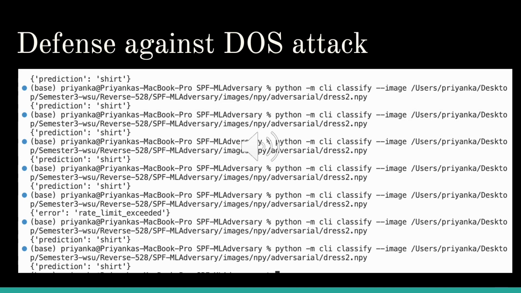In this screenshot, we have the defense against DOS attack. Now we will attempt multiple image classifications within a minute, triggering an error to indicate the limit has been exceeded. Now this showcases that our API limiter is effectively defending against a potential DOS attack. After a minute, normal operations resume, ensuring a secure interaction with the API.